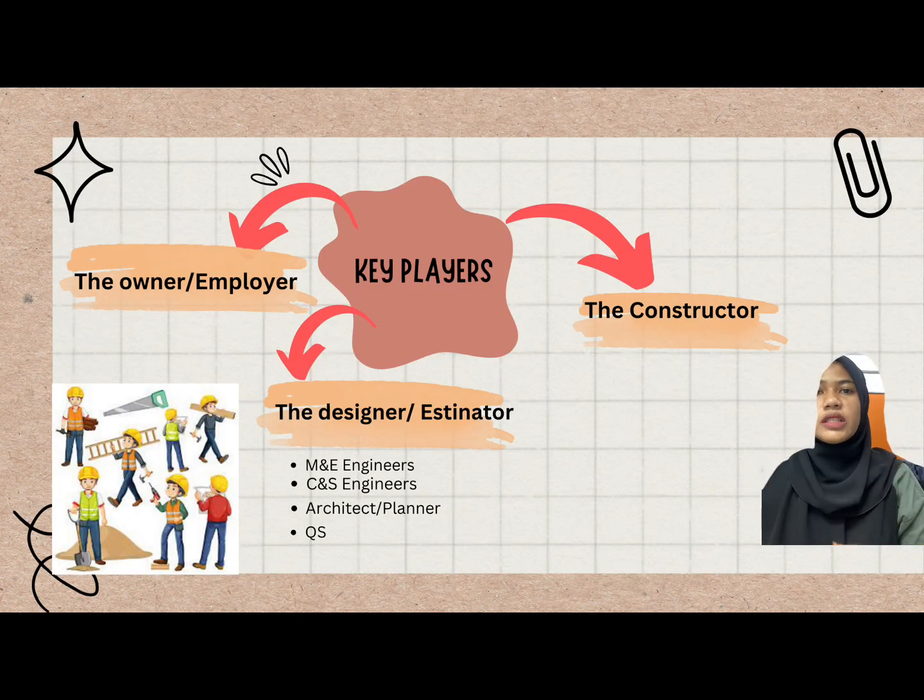In construction, there are three main key players: the owner or employer, the designer or estimator, and the constructor. The owner is also called the client. The owner is the person who actually arranges money for a particular project. The owner is a real estate developer who has to launch the idea. The owner may be a person or government.